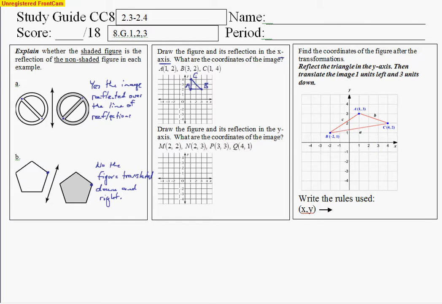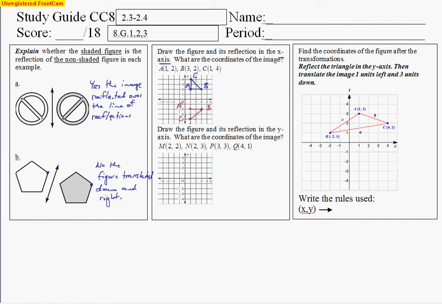So when I reflect across the x-axis, it's going up and down. So you just count the spaces to the x-axis. So make sure you see what the x-axis is, because they have these numbers and it gets a little confusing. So look for the arrows, and that means that this is the line we're looking at. So 2 spaces from the x-axis brings us 2 spaces down, and that would be A prime. 4 spaces from the x-axis brings us 4 spaces down, that'd be C prime, and B prime is 2 spaces from the x-axis, so 2 spaces down.